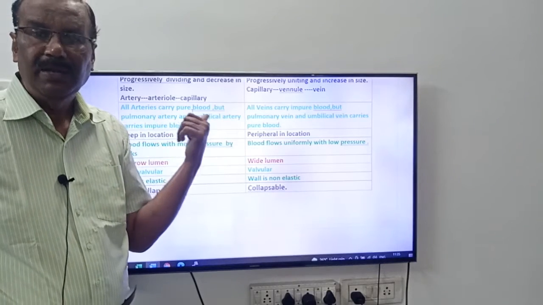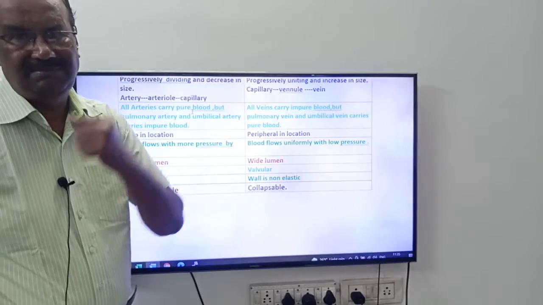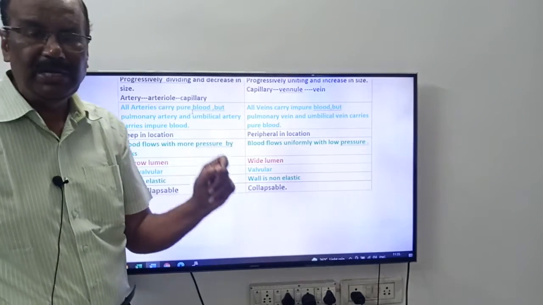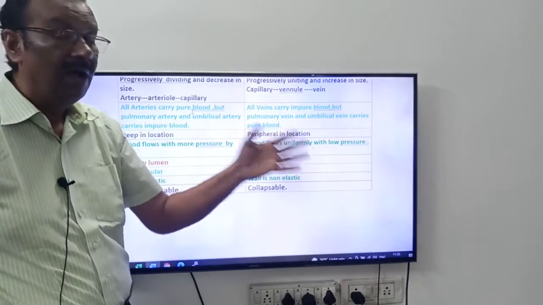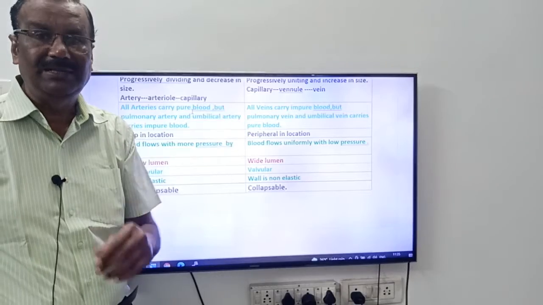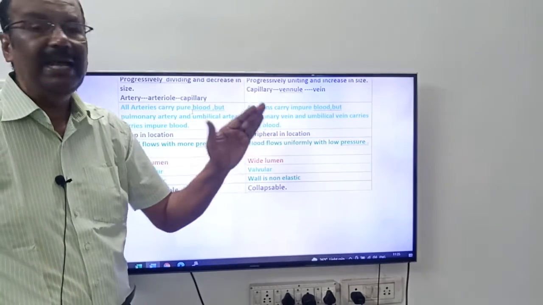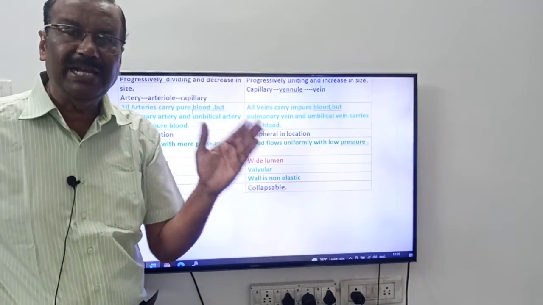from fetus to the mother. Okay friends, so what are those two arteries? Pulmonary artery and umbilical artery. These two arteries carry impure blood, whereas all veins carry impure blood friends, but pulmonary vein and umbilical vein carry pure blood.